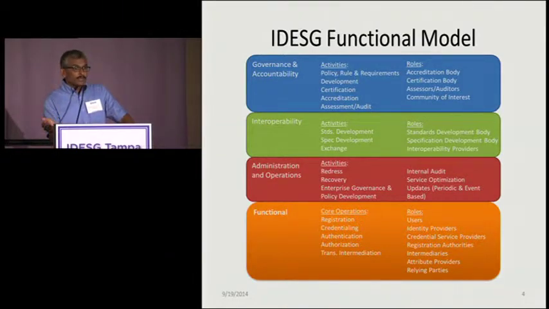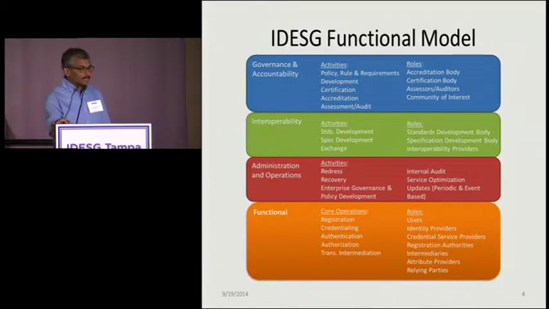And obviously, to do all this, we have different entities, different roles, performing different types of activities. We need interoperability. We need standards, right? So there is an activity of standards development, maybe specifications development, maybe not development but identification of the applicable specifications. To do those activities, we need entities like a standards development body, specifications development body, or interoperability providers. These are the roles that we see as providing the interoperability and standards activities.